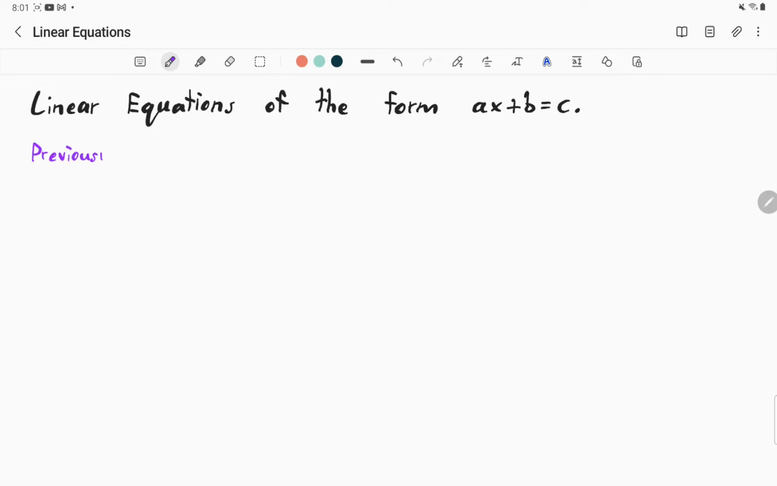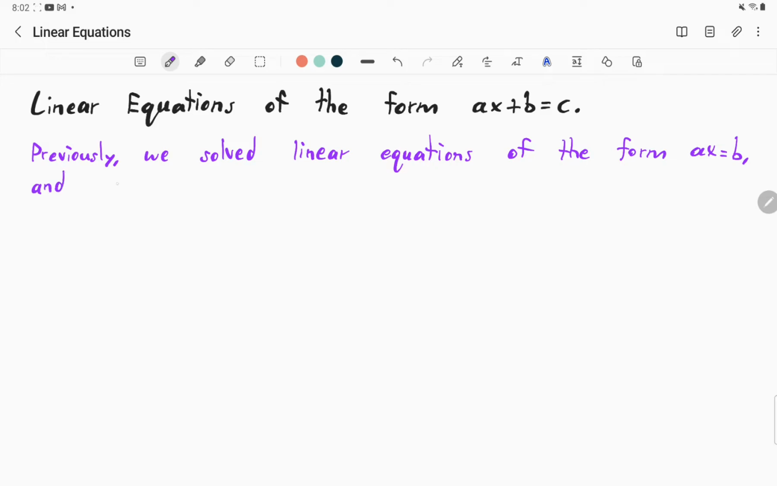Previously, we solved linear equations of the form ax equals b and a plus x equals b. So these are the two fundamental types of linear equations that we solved.